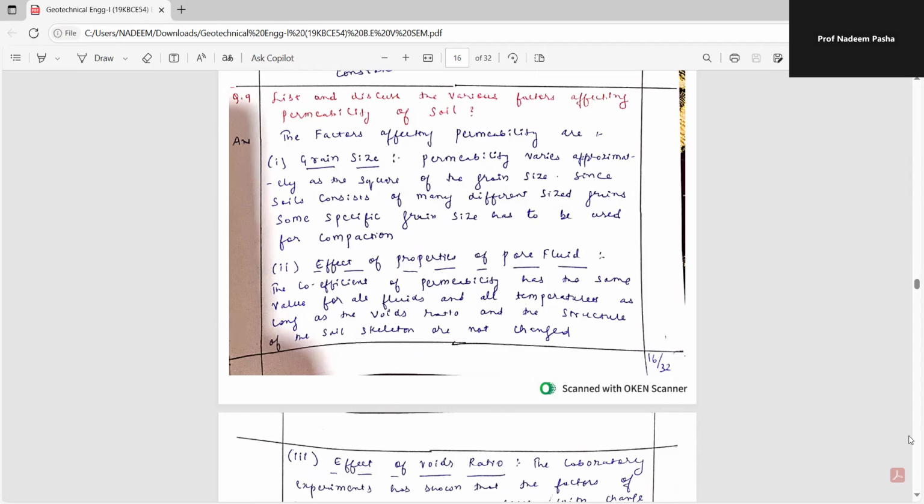Grain size, that is, the grain size of the soil. Permeability varies approximately as the square of the grain size. Since soil consists of many different size grains, some specific grain size has to be used for compaction. So permeability is directly proportional to the square of the size of the grain. So use uniform size grains for compaction.